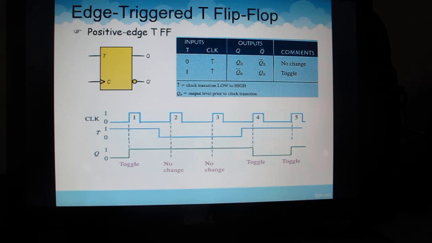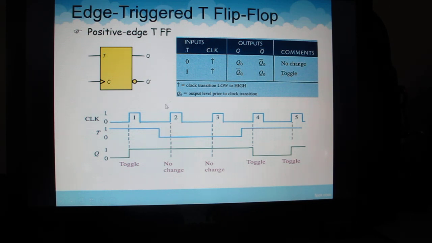Next is the T flip-flops. You can see the operation. If T is 0 and the clock is active, that means no change, so follow the previous output, Q. If T is 1 and the clock is active, then the operation will be toggle, that means invert the previous output.